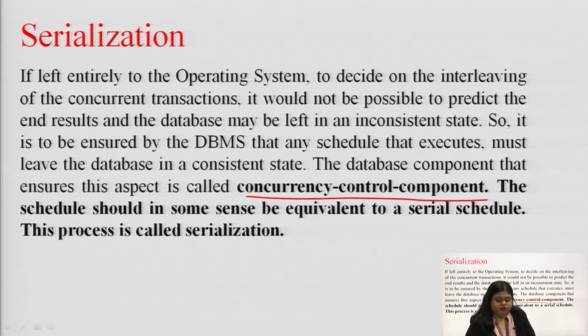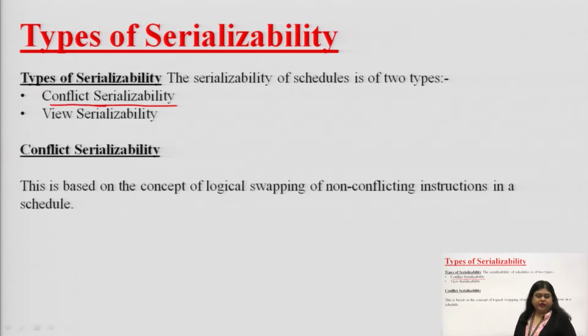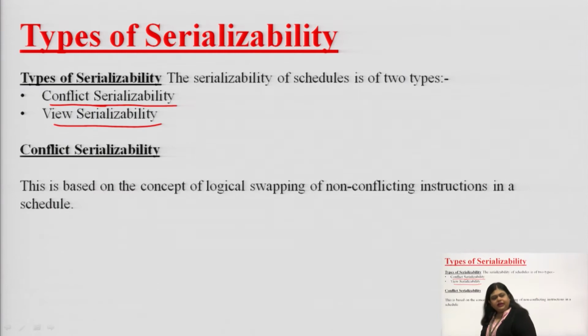So, let us move to the types of serialization. The first type is conflict serializability. The second one is view serializability. We will take up both of them one by one and see how they work and how we get an equivalent serial schedule for them.